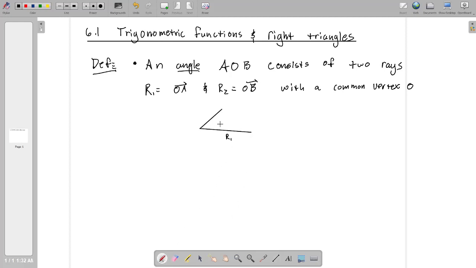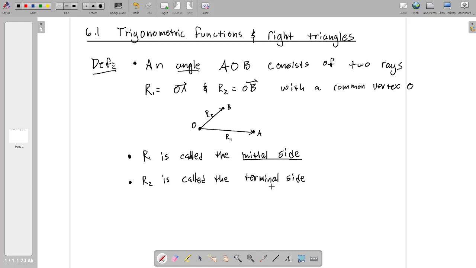Call this R1. We would have O being our vertex, where it's at the corner of the angle. That means that this point would have to be A, because we have R1 is OA, so this ray. And then R2 would be here, and this would be B. R1 is called the initial side, and R2 is called the terminal side.